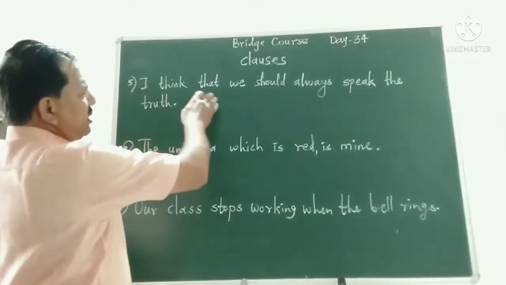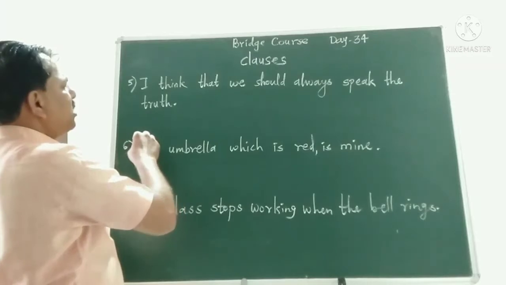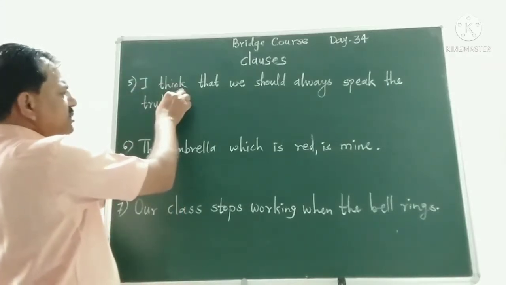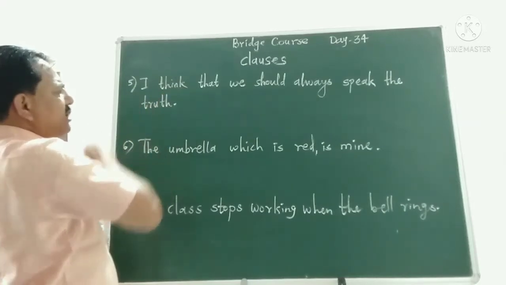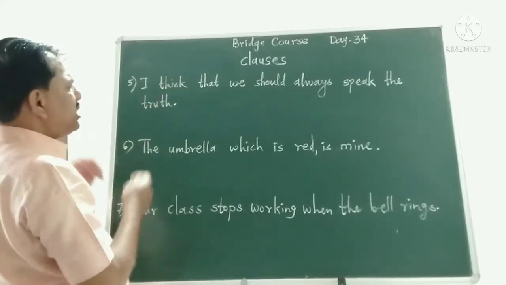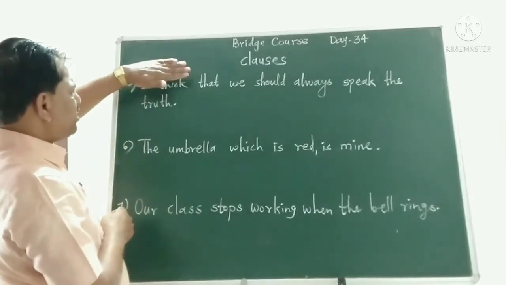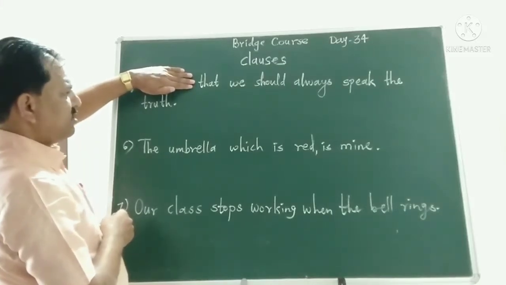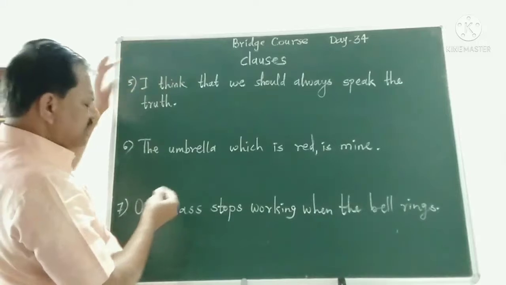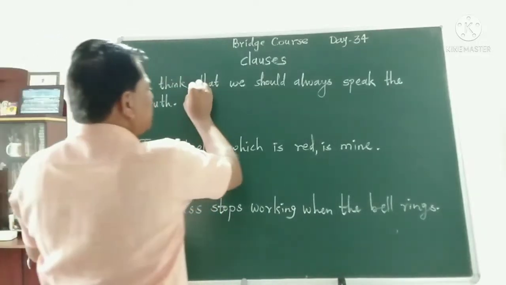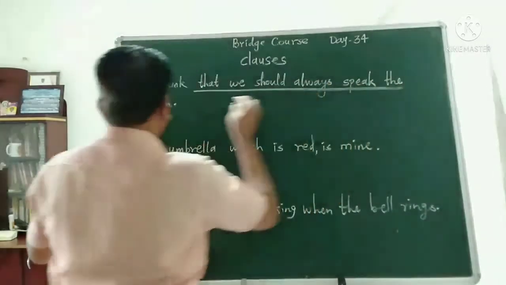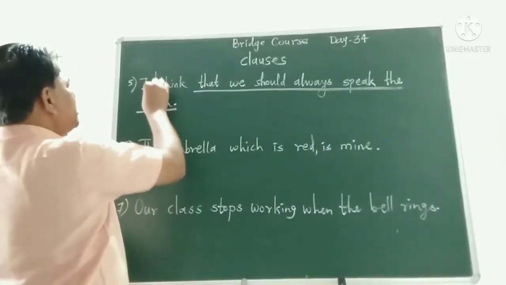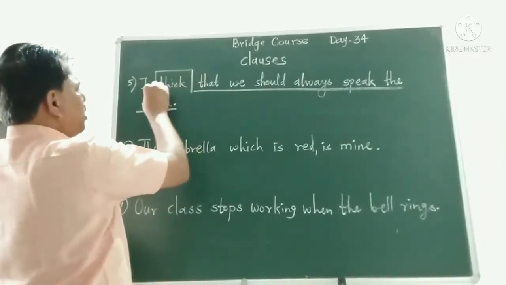Number 5, I think that we should always speak the truth. I think. This is main clause or independent clause. That we should always speak the truth. When this is disconnected from the first clause, it does not have its own meaning. So this is subordinate clause. I underline it, that we should always speak truth. This subordinate clause functions as the object of the verb in the main clause.